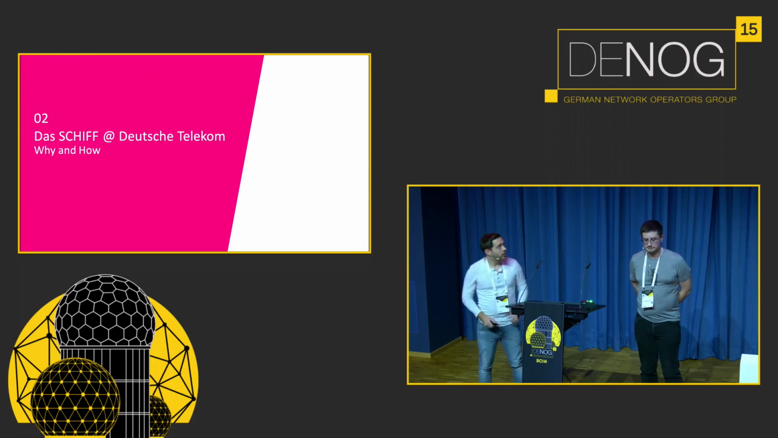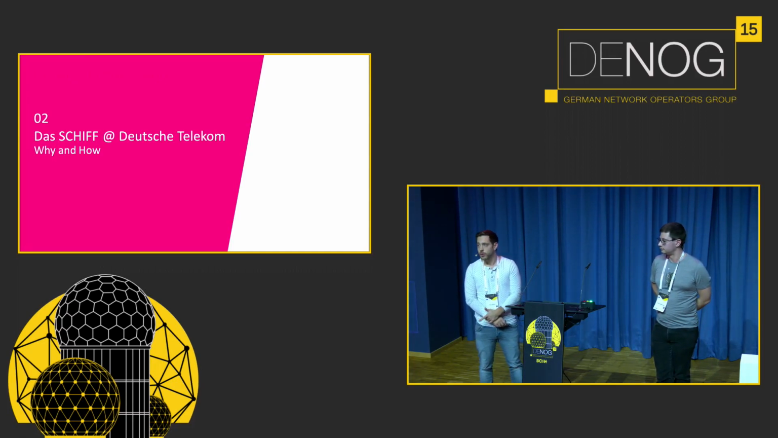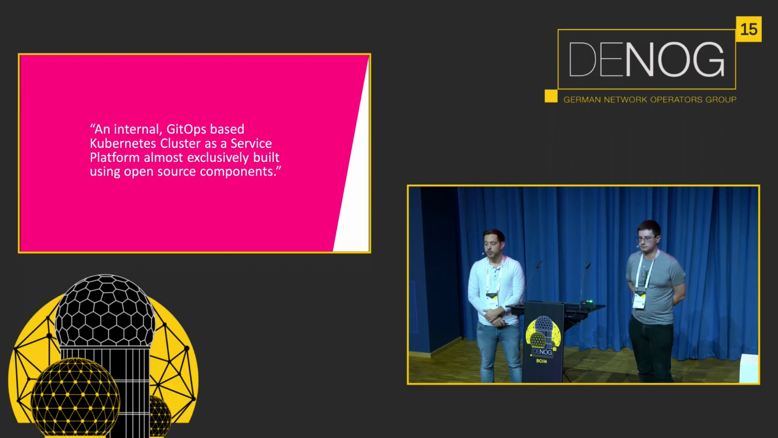Yeah, we are now coming to the next part, which is das SCHIFF at Deutsche Telekom, and for which reason we did it and how we did this in our company. In a single word, we are trying to achieve an internal GitHub-based Kubernetes cluster as a service platform, which is almost exclusively built by using open source components, which is quite working well.